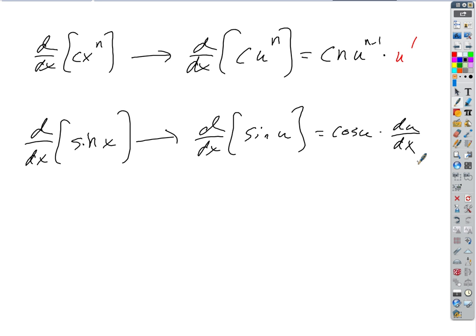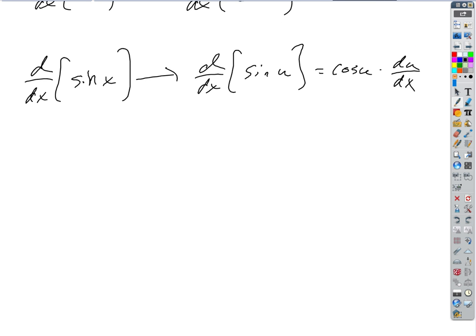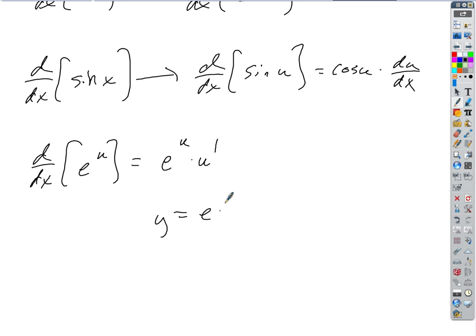Right? Okay, what's the derivative with respect to x of e to the u? e to the u times u prime. Right? And just so you kind of link that back to what we're doing, if y equals e to the x squared, what's y prime equal? Times 2x. 2x out front, right? That's what this tells me, right?